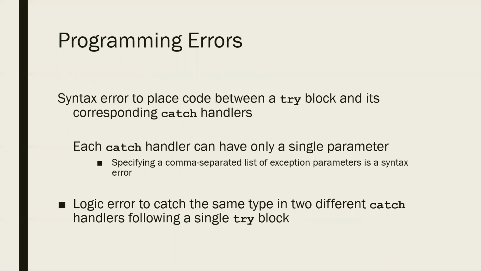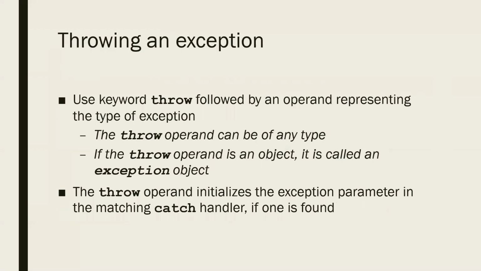Now let's talk about programming errors. It is a syntax error to place code between a try block and its corresponding catch handlers. Each catch handler can have only a single parameter. Specifying a comma-separated list of exception parameters is a syntax error. It is a logical error to catch the same type in two different catch handlers following a single try block.